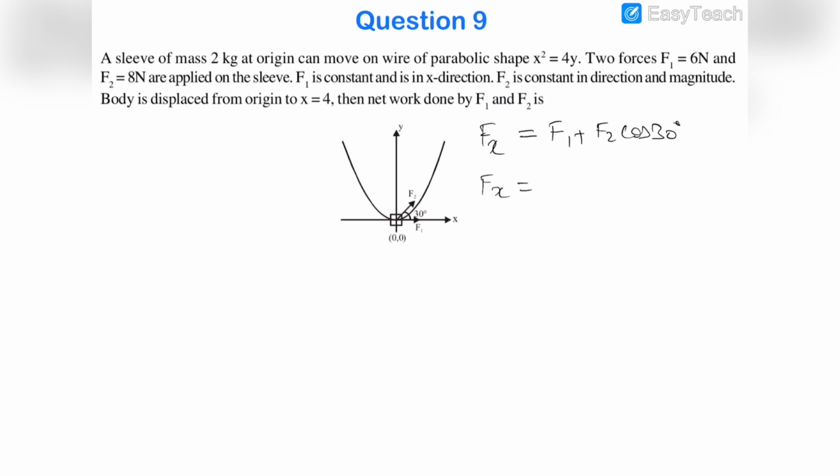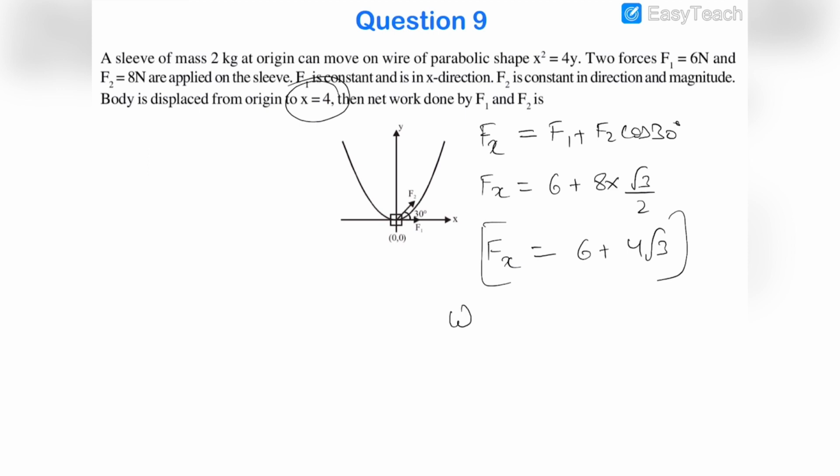Now Fx is equal to F1, which is 6, plus F2 cos 30, which is 8 times root 3 by 2. So the net force in x direction will be 6 plus 4 root 3, and the displacement from origin to x is equal to 4, so the displacement in x is also 4. So work done by Fx will be equal to (6 plus 4 root 3) into 4. So this would be 24 plus 16 root 3.